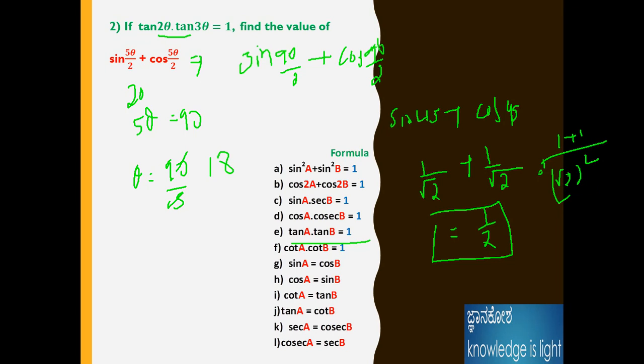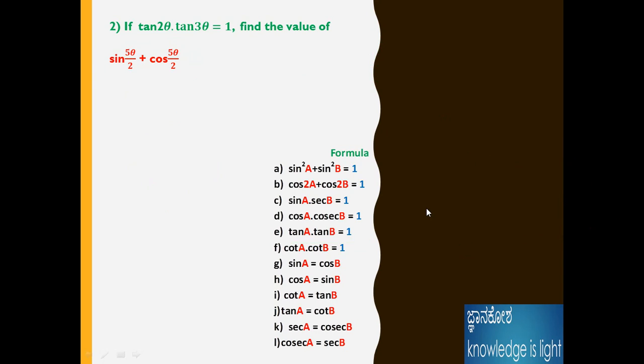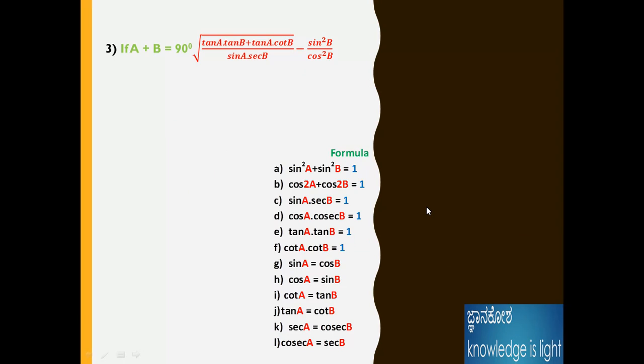Okay, next problem, sorry, this is root 2 into root 4 coming. Root 4 is 2, so 1 by 2 is the answer for this question. By using this logic we can easily solve any of the questions. Okay, next problem: if A plus B is equal to 90. This is also simple logic.